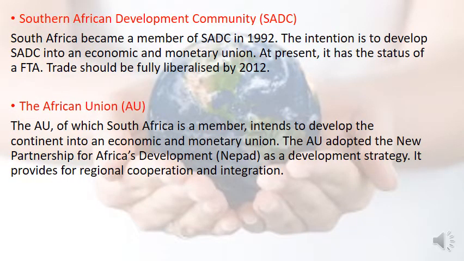If we look at SADC, or the Southern African Development Community, South Africa became a member in 1992. The intention is to become like the European Union, so we must be an economic as well as a monetary union. Currently, we have the status of a free trade area, and trade should be fully liberalized. The African Union is a bigger union, not just the southern African countries. It's very similar to SADC, but it's a bigger area, and they have the same intentions, that we develop into one trading area like the European Union.